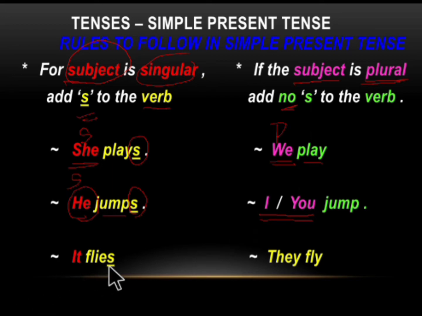Here, it flies. It is a singular subject again, and so we add s. They fly. Here, they is plural, and hence we don't add s to the verb. So, if the subject is singular, we add s to the verb, and if the subject is plural, we add no s to the verb.